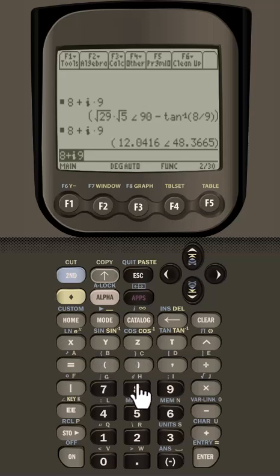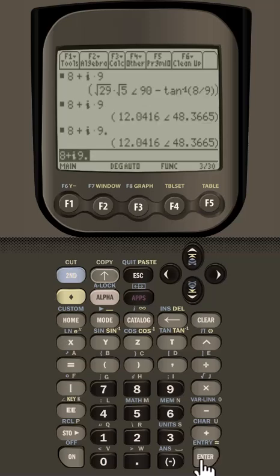Just remember, anytime you want your answer to be in decimal form instead of exact form, you can press diamond, enter, or another way you can do it is if you put a decimal anywhere in your problem, so 8 plus j9 decimal, that will already force it to be in decimal form.